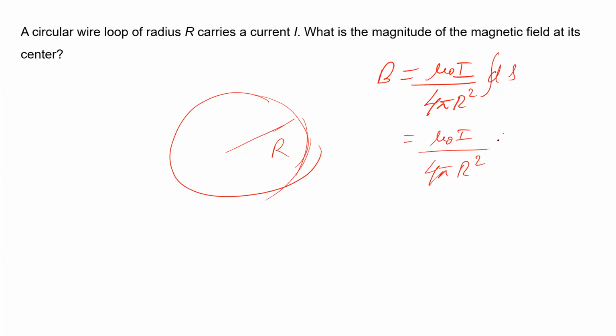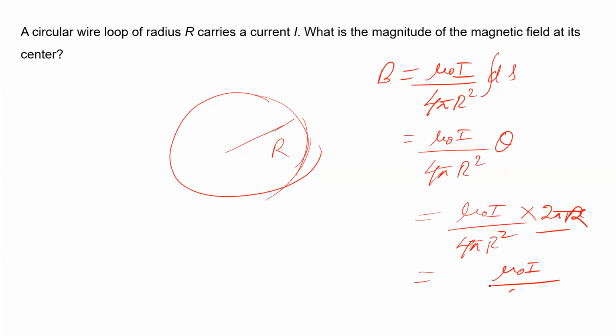The integration of ds is what we call theta. So mu 0 I by 4 pi r square theta. But theta for the whole circle is 2 pi. So mu 0 I divided by 4 pi r square into 2 pi r. So finally we get mu 0 I divided by 2r.